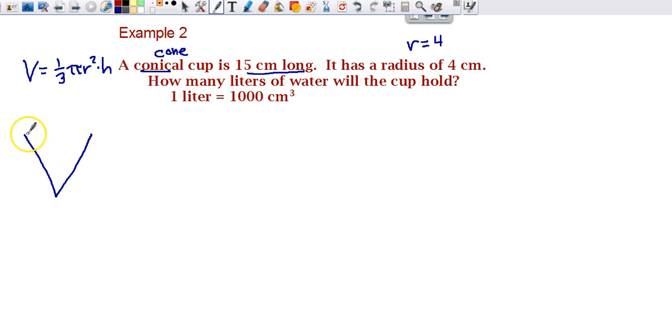You can draw a cone if it helps. That's the height. The radius is going to be 4. That length is actually here. That's your 15 centimeters. So we need Pythagorean theorem, guys, to figure out the height. 15 is the hypotenuse. So that's going to be your c squared.